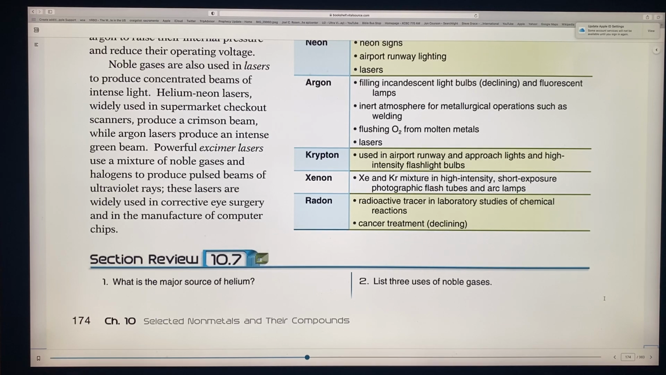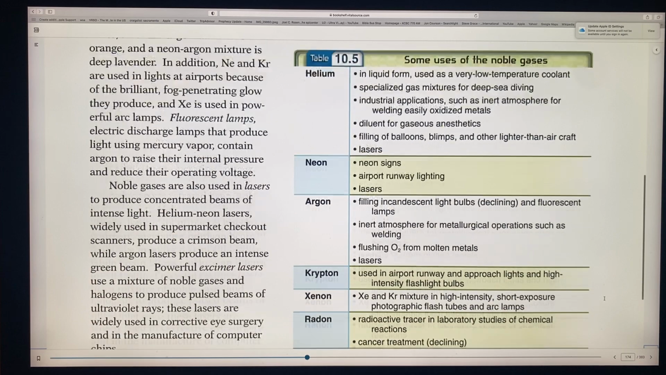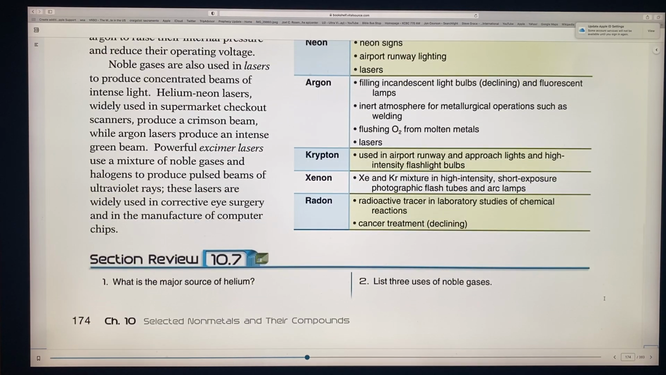So what is the major use for helium? I would say helium is used for lifting, right? So lifting gas and also in deep sea diving, but mainly lifting. And then the noble gases, we already went over the uses right above here so you can review. So we're going to stop there with the noble gases, and we're actually finished with chapter 10.